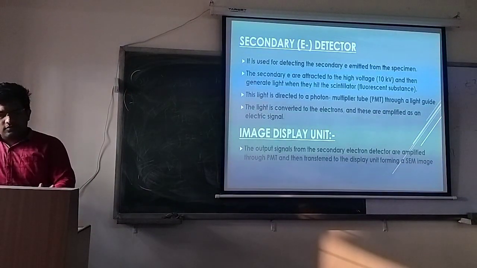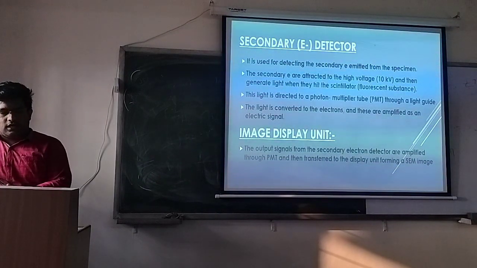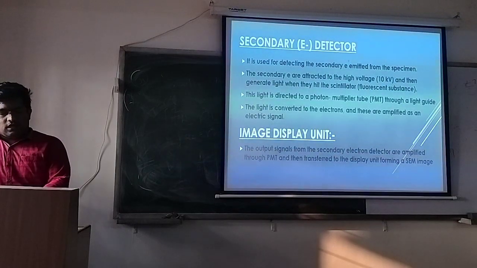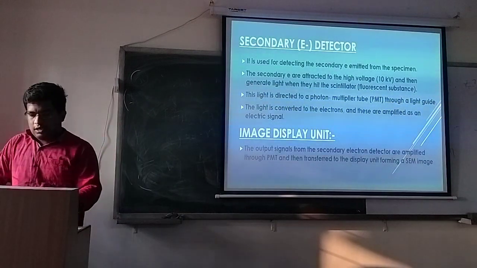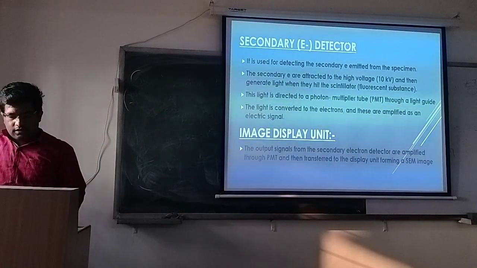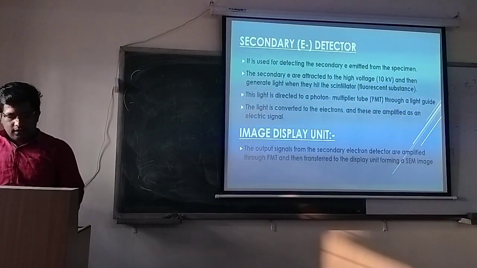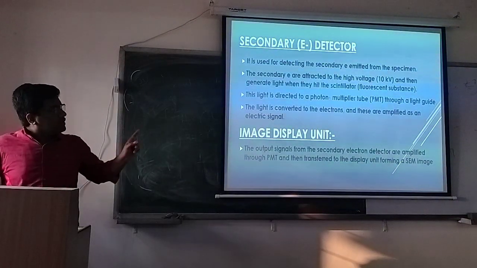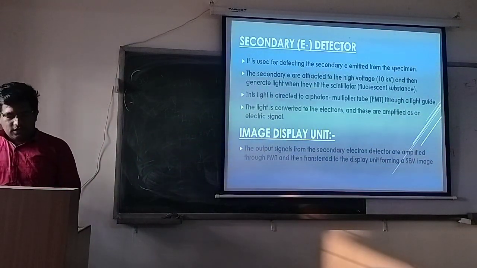Secondary electron detector. It is used for detecting the secondary electrons emitted from the specimen. The secondary electrons are attracted by the high voltage, and they hit the scintillator, where fluorescent substances generate light. This light is detected by the photomultiplier tube, PMT, through the light guide. The light is converted to electrons and amplified into an electric signal, which is the working of the secondary detector. What is then the image display unit?